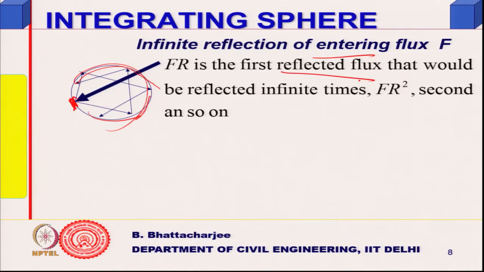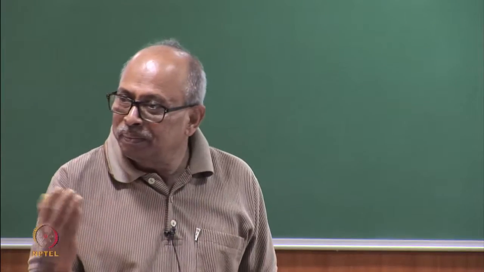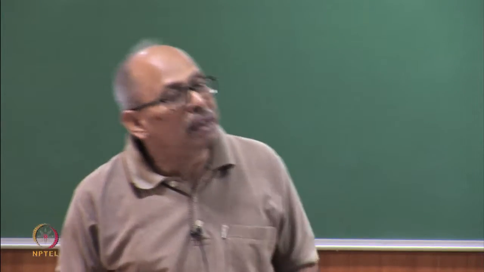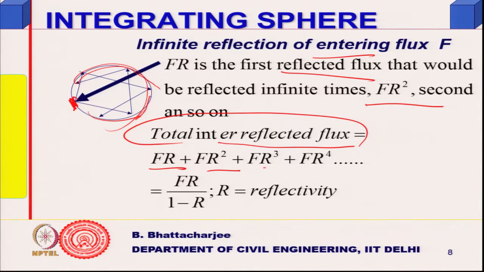So, Fr is the first reflected flux, if R is the reflectivity of the surface, 1 minus R is the fraction that is absorbed, R is the fraction that is reflected. So, after first reflection, Fr is the flux that will enter into the space and it will have infinite reflections. So, Fr square will be what will be available after second reflection, and then all the interreflected flux will be first reflection, second, third, fourth, etc., infinite number of them. It is in a GP series.